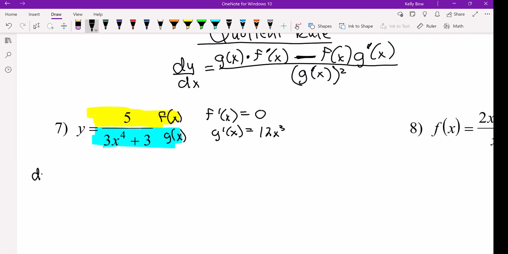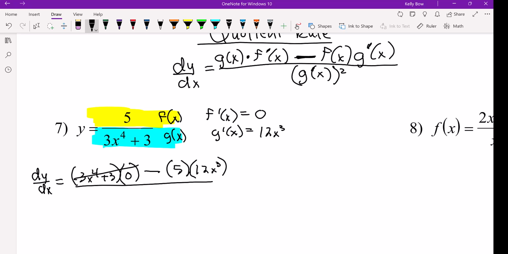So dy, the derivative, is the g function times the derivative of f. That's cool. Those will just cancel. Subtract the f function times the derivative of the g function, all over the g function squared. Okay, so it looks like that's negative 60x cubed.